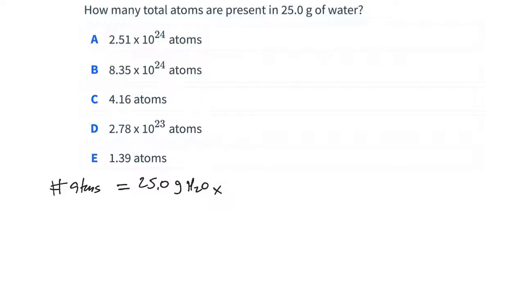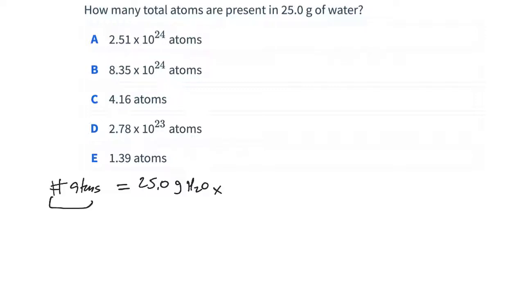Take a look at the difference between A and B here and how we can arrive at the right answer. What we want to start off with is what we're looking for, number of atoms, because we're asked for the total number of atoms in 25 grams of water. If you had 1 mole of water, how many moles of total atoms would there be within that sample? Like 1 or 3? It'd be 3 moles of atoms within that sample.